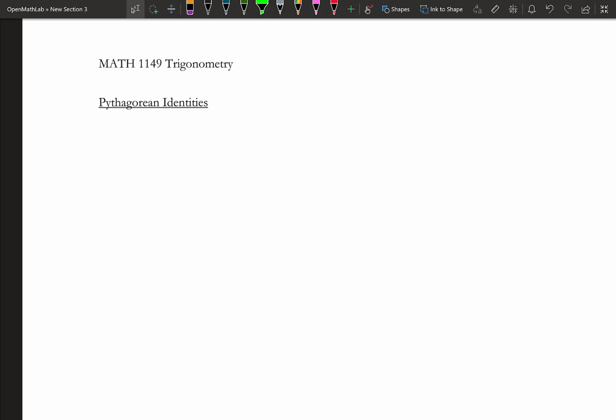All right. So then on the next page, I want to present what are called the Pythagorean identities. I want to show you where these come from, and then you'll see what the Pythagorean identities are. So first thing to present these is, let's just draw a typical right triangle.